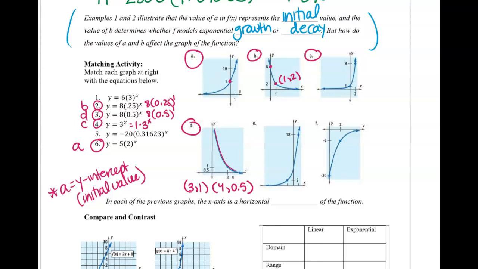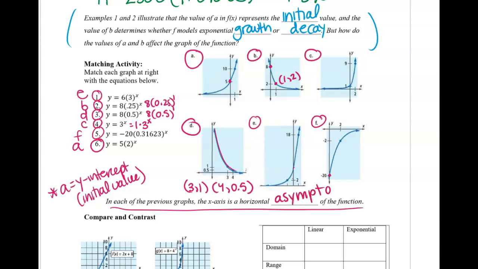If we look at E, the initial value looks like it's somewhere between 2 and 18, somewhere right there. So it's definitely not -20. So it looks like this one's got to be number 1. And then number 5, conveniently, the initial value is -20, and it's growing. So this is F. Keep in mind there's a ton of other ways you could have figured this out. If you're like, I didn't think of it that way, that's totally fine. And in each of these graphs, the x-axis is a horizontal asymptote of the function.